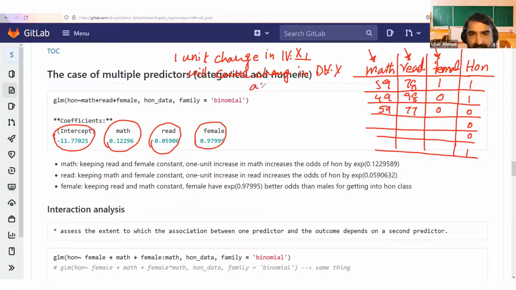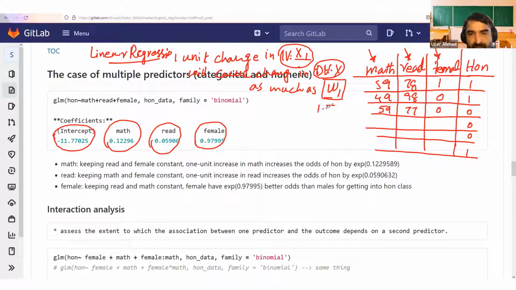How much? As much as w1. So the coefficient represents, in case of linear regression that we have already done, that a one unit change in independent variable x1 will cause change in dependent variable y as much as w1. So w1 is 1.5, for example. In that case, dependent variable y will change 1.5 times the change in x1. This is the interpretation of linear regression coefficient.